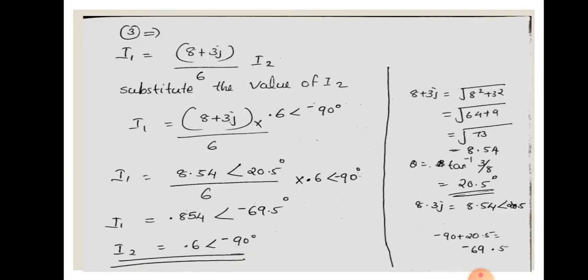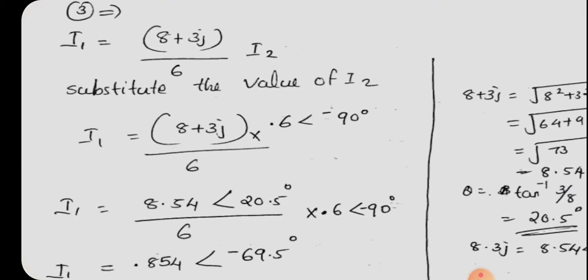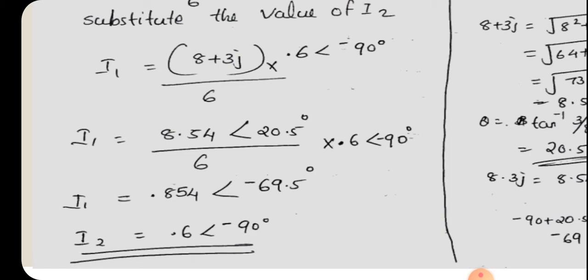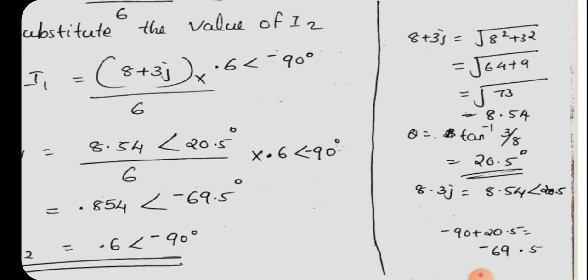So I1 equal to (8 plus 3j) divided by 6 into I2. Substituting the value of I2 as 0.6 angle minus 90 degree, I got the I1 value as 8.54 angle 20.5 degree divided by 6 into 0.6 angle minus 90 degree. Actually, here one is in the rectangular form and the other is in the polar form. In order to solve the equation, we have to convert every term to the same form. Here I am converting 8 plus 3j into polar form as 8.54 angle 20.5 degree. 8 plus 3j can be converted like this: I can take the magnitude of 8 plus 3j.